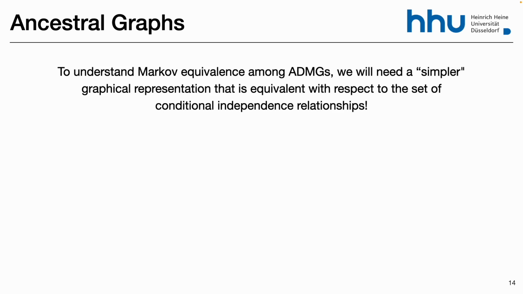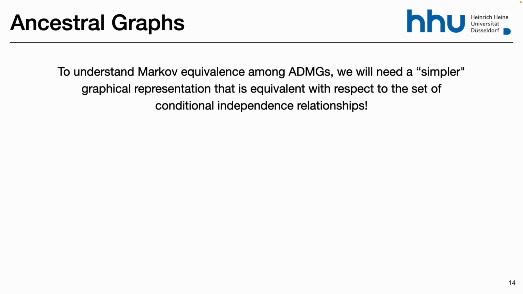To actually make the reasoning with unmeasured confounding possible, they created this object that's called an ancestral graph. An ancestral graph is going to be a representation of many ADMGs. So it's just a simpler representation.